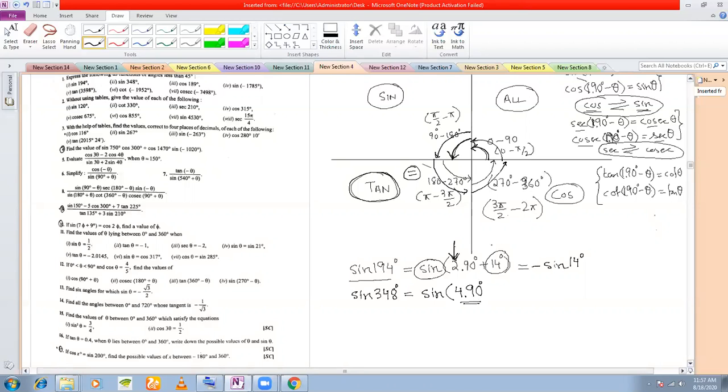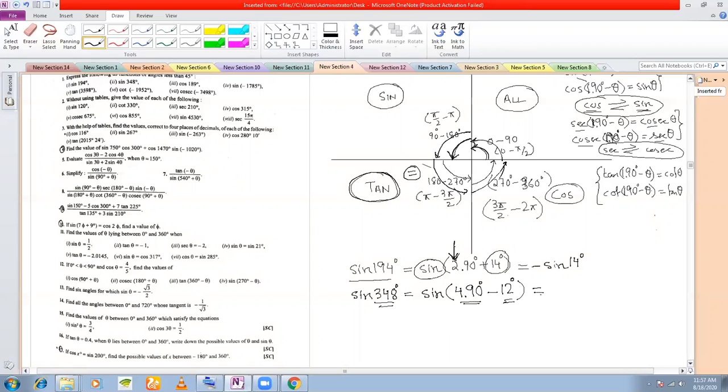You are there in which quadrant? You are in the fourth quadrant. And what is the angle here? 348 degree. So 360 minus what will give you 348? Yes, 12. So 360 minus 12 degree. Now you were in the fourth quadrant and you move just a little behind, that is 12, so you're still in the fourth quadrant.